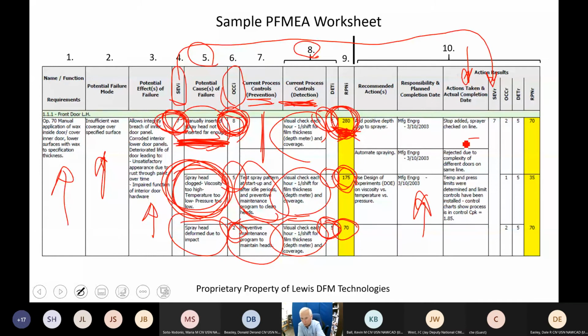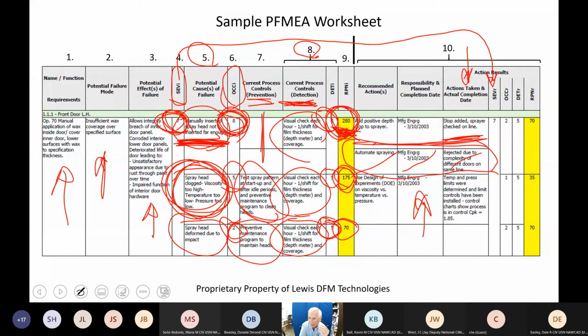So what occurred was they actually added a stop. The sprayer is now checked online with that stop. Now the automated spraying approach was rejected due to the complexity of different doors on the same line. So this one got killed, but this one moved on.